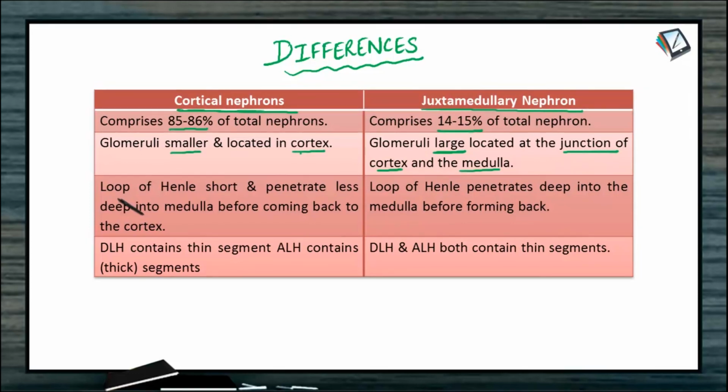In cortical nephrons, the loop of Henle is short and penetrates less deep into the medulla before coming back into the cortex. So they are short and less deep, whereas in juxtamedullary nephrons, the loop of Henle penetrates deep into the medulla before coming back. In cortical nephrons, the descending loop of Henle contains a thin segment and the ascending loop of Henle contains a thick segment, whereas in juxtamedullary nephrons, both the descending and ascending loops of Henle contain thin segments.